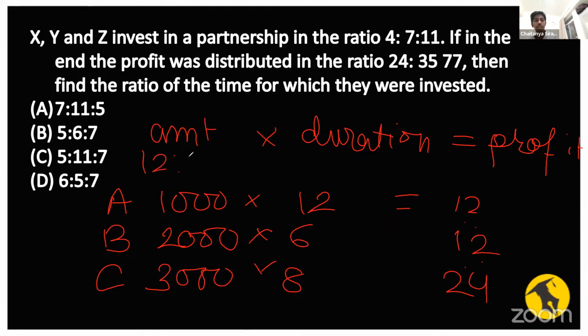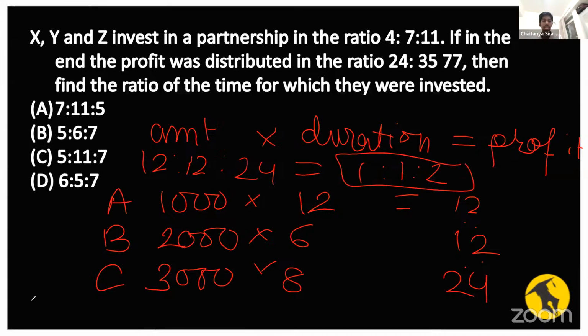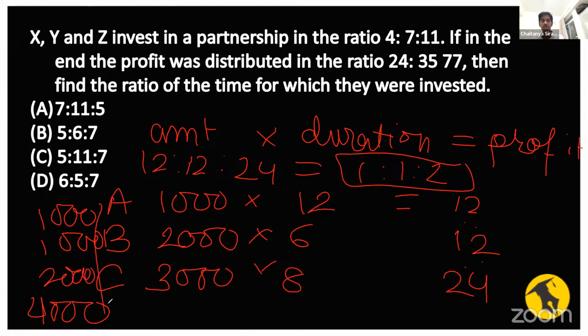12:12:24. So I can write 12:12:24 as 1:1:2. So if at the end of the year they had 4,000 rupees as profit, A would get 1,000, B would get 1,000, and C would get 2,000. This is more like common sense. Having known this, now let's dive into the question.